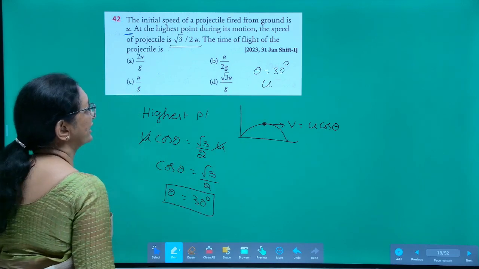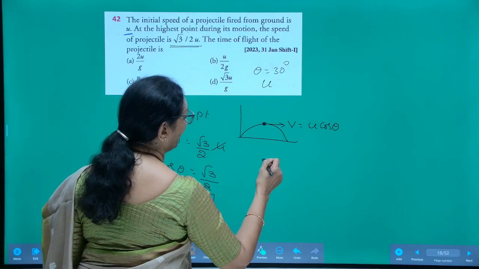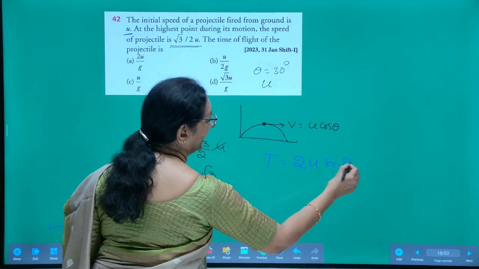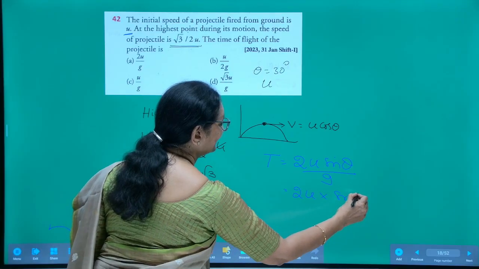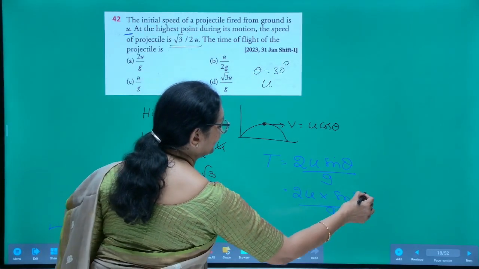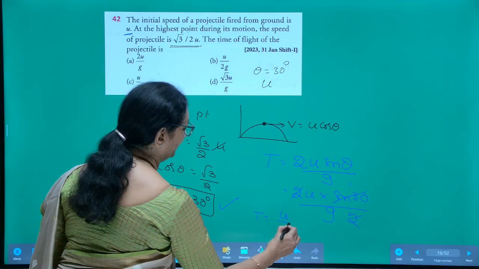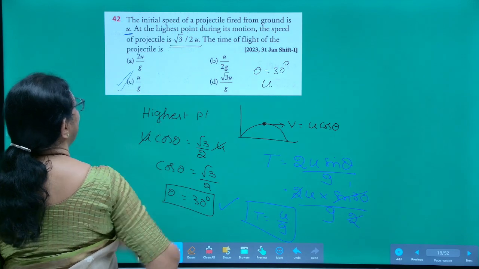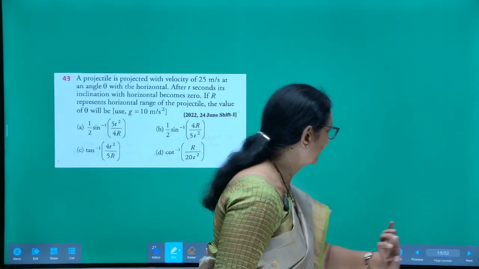So, theta is equal to 30 degrees. Velocity of projection is u. What is asked? Time of flight of the projectile is asked. The formula for time of flight is 2u sin theta by g. So, it is 2u sin 30 by g, because theta is 30 degrees. Sin 30 is 1 by 2, 2 and 2 get cancelled, it is equal to u by g. So, in this problem, time of flight is u by g. Okay? So, let us move on to the next one.